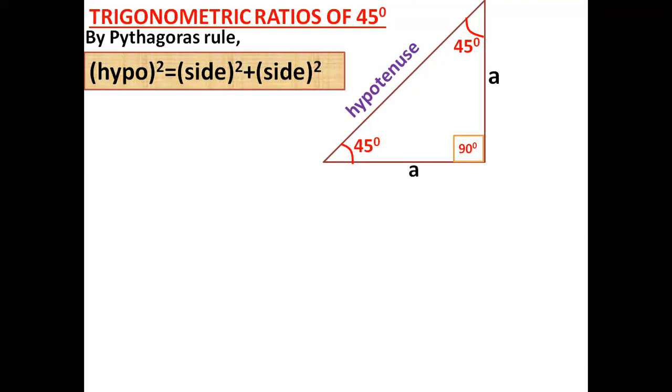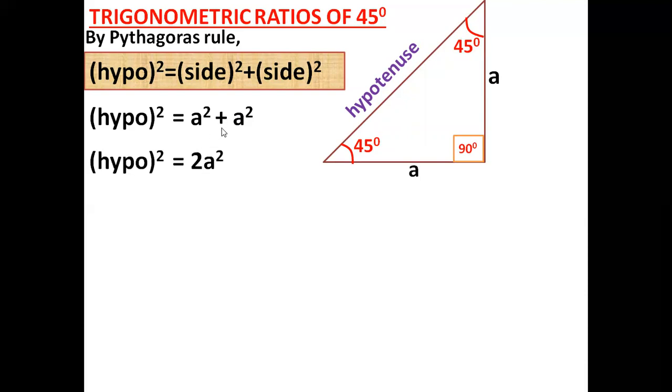You don't know the hypotenuse. So hypotenuse square is equal to, one side is A, another side is A, so I'm substituting A in place of side. Hypotenuse square is equal to A square plus A square, that means 2A square. How many A squares are there? 2, so 2A square. This square comes to the right side and becomes a square root. So hypotenuse is equal to square root of 2A square.